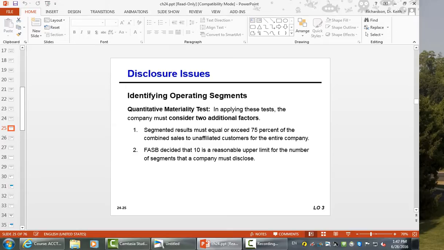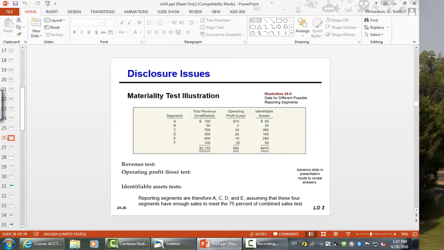FASB decided that 10% is a reasonable upper limit for the number of segments that a company must disclose. So 75% tends to be the max you're going to ever hit. That's enough, you don't have to go more than that. So two additional factors. Then they give an example, but I don't know if we need to spend time doing this.